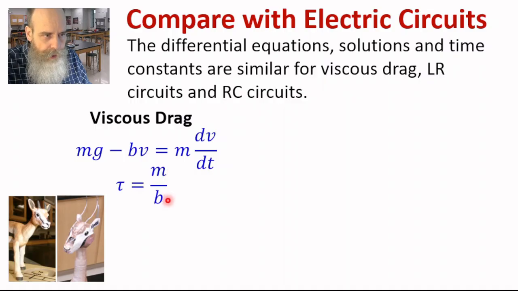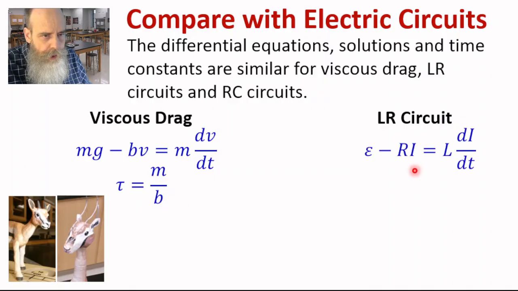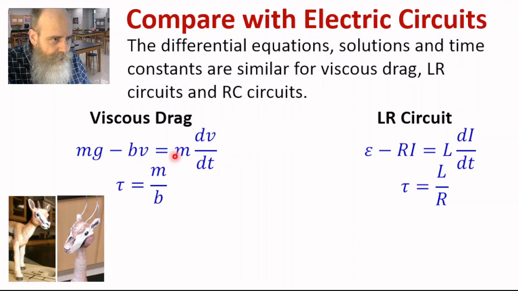For LR circuits, this is what we have. This is our differential equation. The current is I. We want I as a function of time. And E, R, and L are constants. Notice the similarities between these two equations. So they will have similar solutions. And the time constant is just L over R. So we took the coefficient of the derivative.